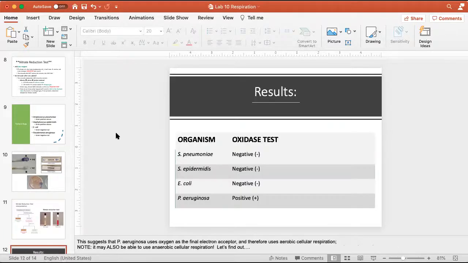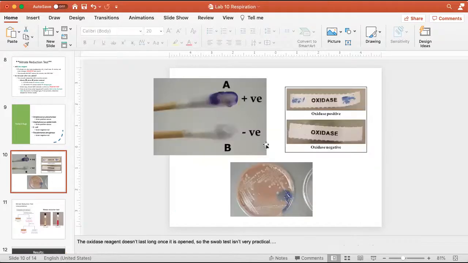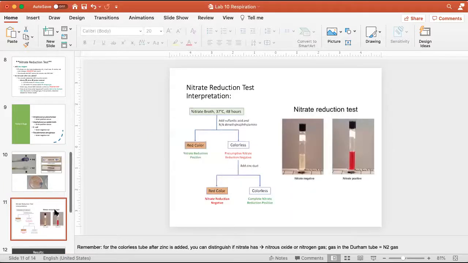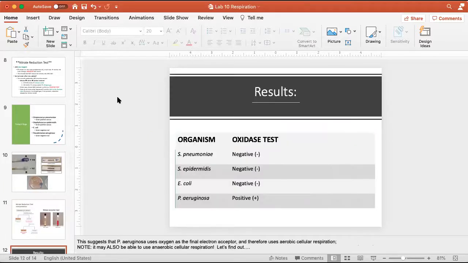I'm going to pull this up first. So remember, we said we have the oxidase test that we're going to look at today, and we have the nitrate reduction test that we're going to look at today. So here on this slide, you're looking at the 4 organisms and their oxidase results.